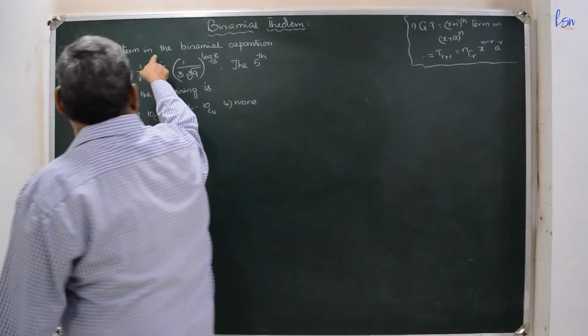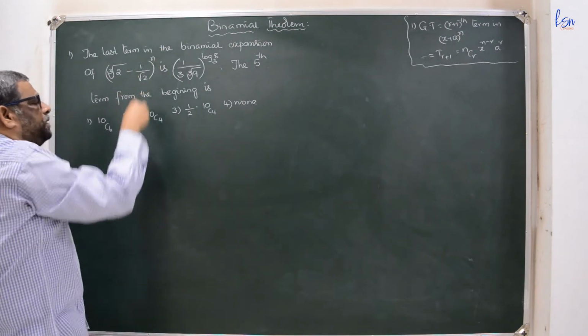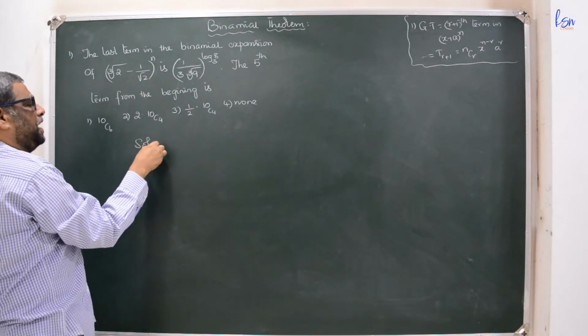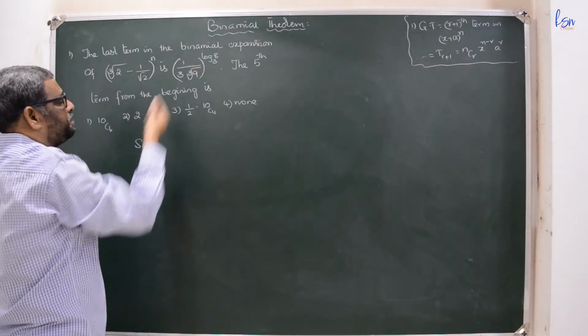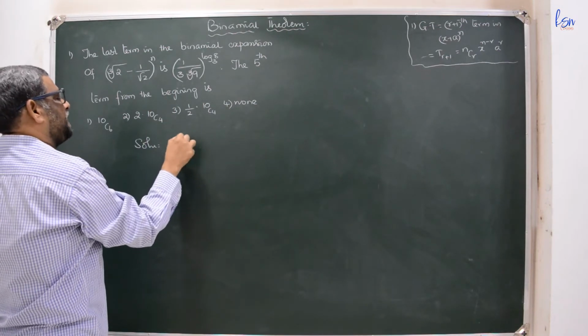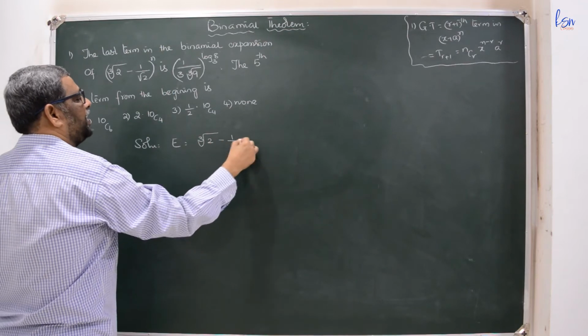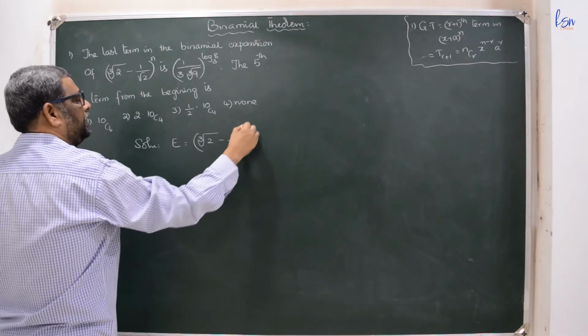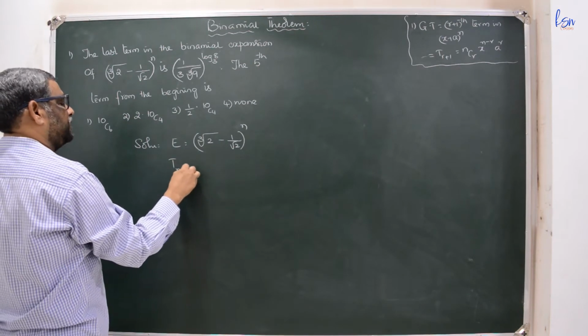Now here, there being n as the index, as the power of this binomial, you will find n plus 1 terms. The last term, that is the n plus 1th term. So the last term in the expansion, let us call this expansion E, and this is (cube root 2 minus 1 by root 2) whole power n. The last term means T(n+1).